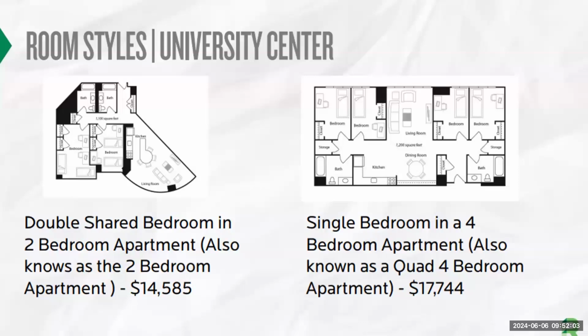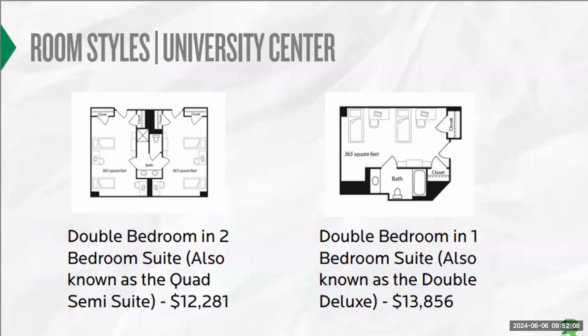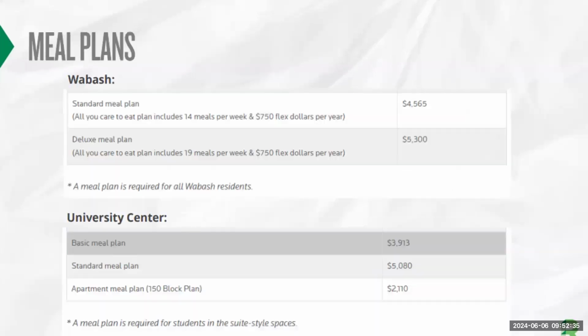The meal plan is not required. However, if you live in a suite style, which is on the next slide, we have 2 different types of suite styles at the University Center, one being the quad semi-suite and one being a double deluxe. So the quad semi-suite is where there's 2 people in one room and you all share the bathroom. And then the double deluxe is where it's just 2 people. It's like a 2-person suite, basically. But the suite styles anywhere on campus is where there is no kitchen and where the meal plan is required, so that we can ensure that you are eating on campus.